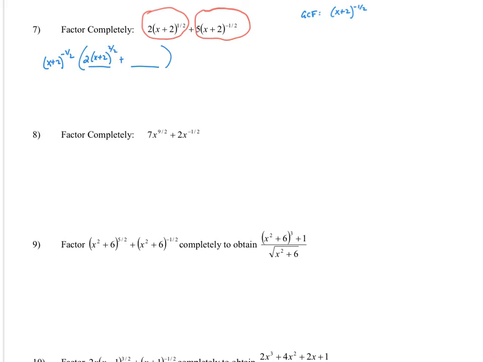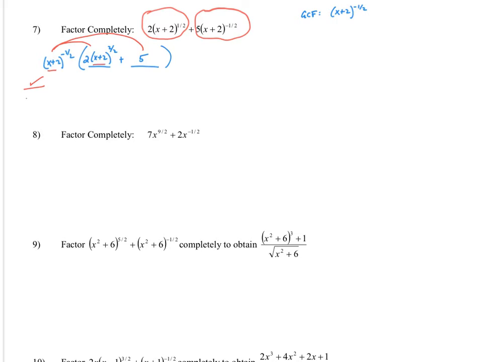In the second group, we're left with a 5. Now, if you're not confident in your factoring, then you can always check yourself as you go along, and you can check by distributing. So here's our check. Remember, same base, add the exponents.